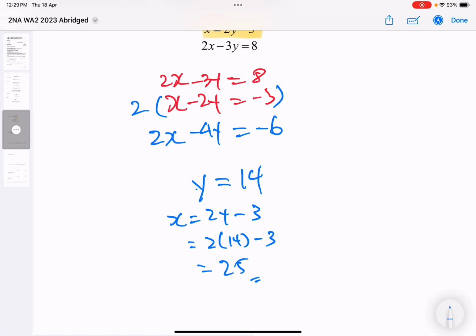Okay, ladies and gentlemen, please don't engage in your own private conversation. Okay? The working is actually very short. It's whether or not you know what to do. Okay? Elimination is very simple. Make sure that the variable you want to eliminate has the same number in front of it. Okay? Then you ask yourself, plus or minus it. It's very simple rules.